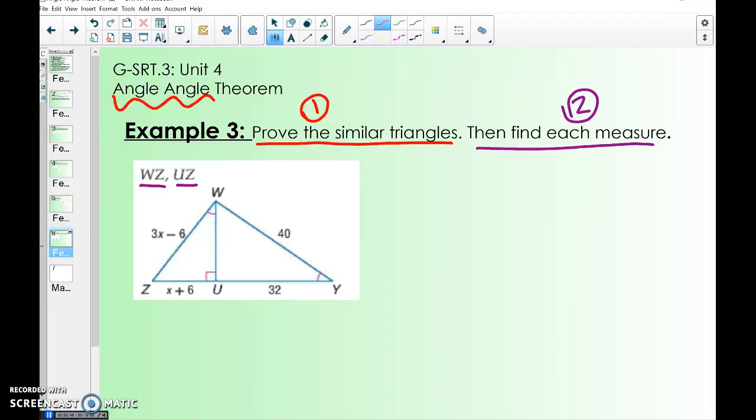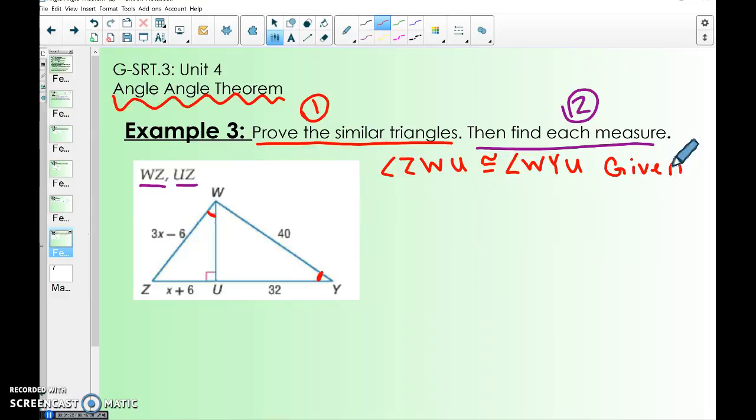That's probably going to include this theorem since that's what you learned today. Remember that theorem says that if two angles in two triangles are equal to each other, they're automatically similar because all the angles then have to be equal. All right, so let's take a look at our picture. We've already got one set of angles equal to each other, which is great. So ZWU is already congruent to WYU because that's given.